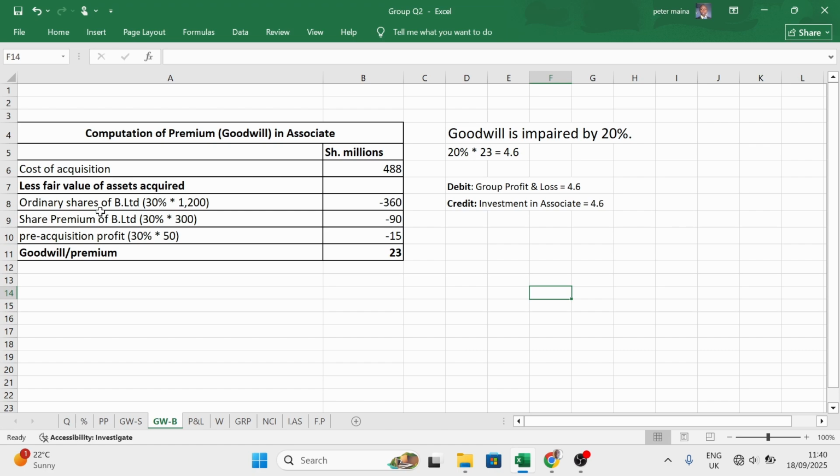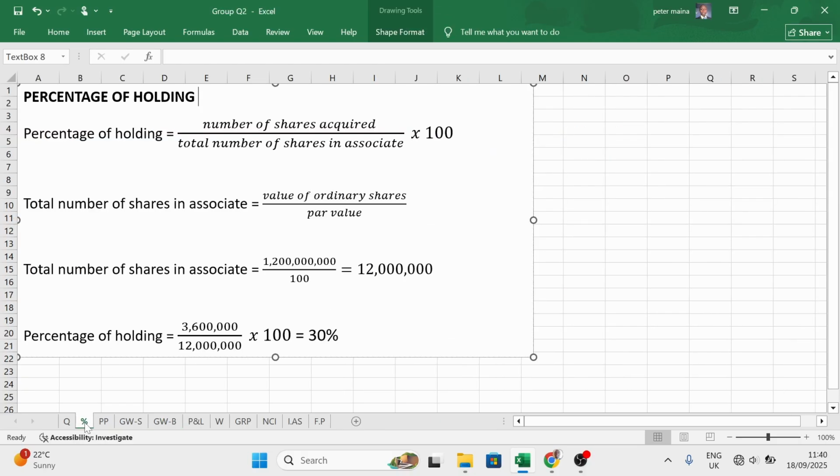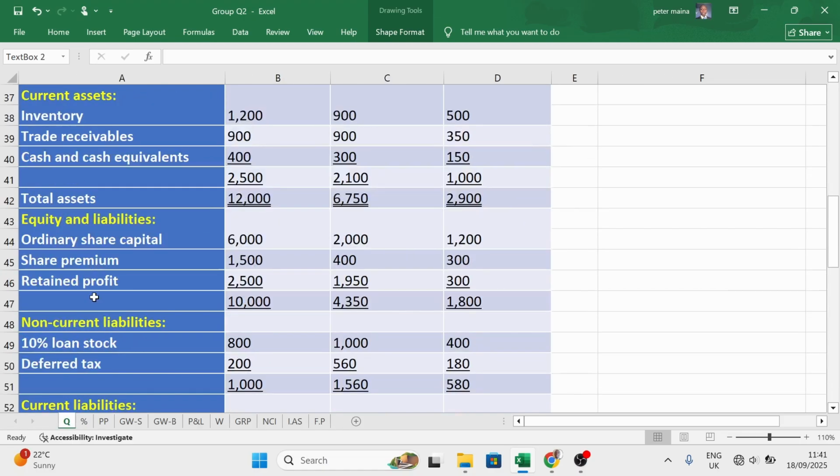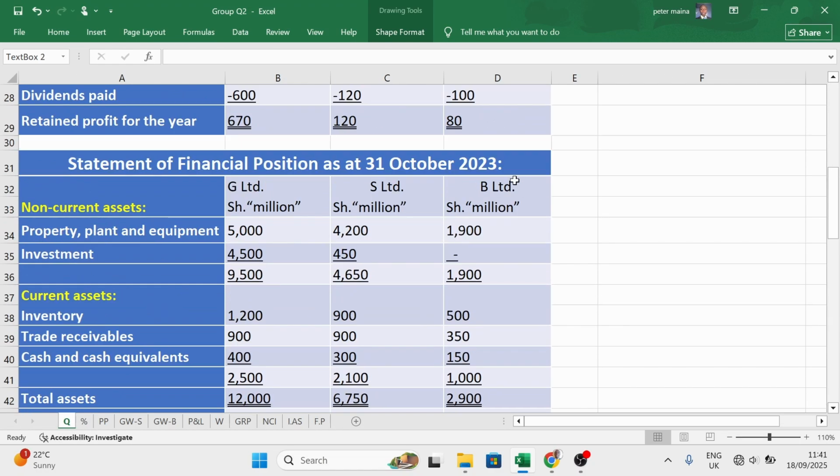So we do the same thing we have done for the subsidiary. Go to the balance sheet, the column for B Limited. Take the ordinary shares, take the share premium, multiply by the percentage of holding of the parent. So this percentage, we have already calculated the percentage of holding in associate, which is 30%. So go to the equity section for B Limited.